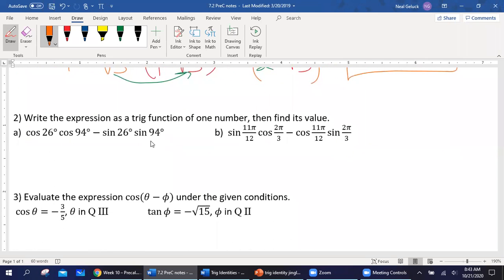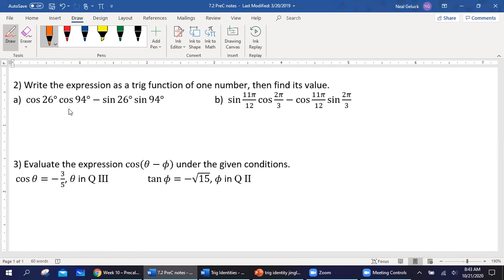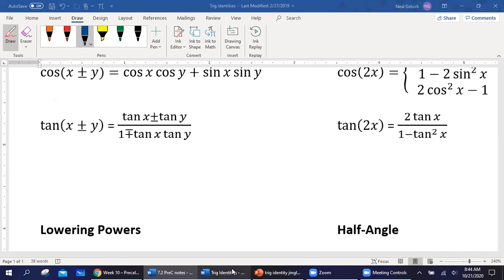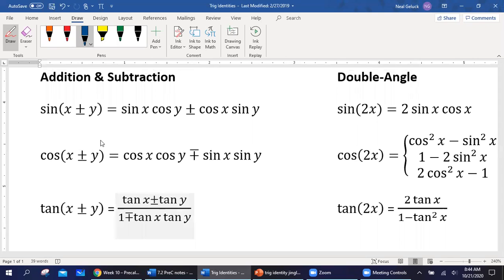Number 2, A and B are much simpler. I'm showing you basically the expanded out identity. We're going to try to condense it back down. So on this one for 2A, it's going cos, cos, sin, sin. That looks like cosine's identity. So this is going to condense.